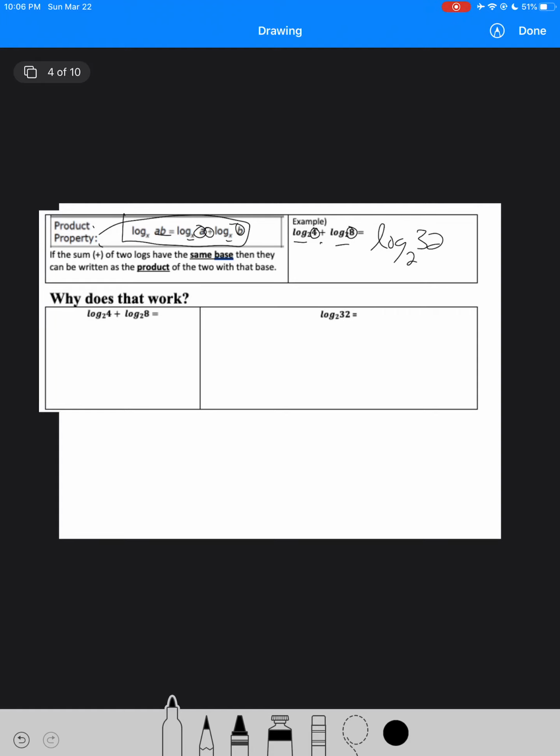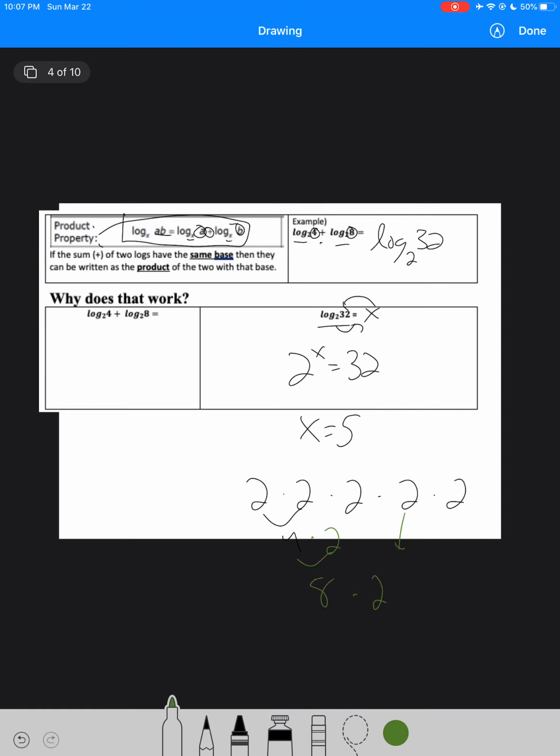Okay? Now, why does that work? Let's say we want to find what log base 2 of 32 is. We make this x. You could rewrite that as an exponential. So it would be 2 to the power of x equals 32, right? So what would x equal in this case? x would equal 5. 2 times 2 times 2 times 2 times 2. 2 times 2 is 4. 4 times 2 is 8. 8 times 2, 16. 16 times 2, 32. So 5 would be what that is.